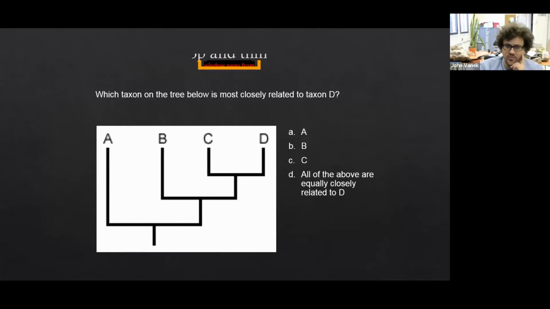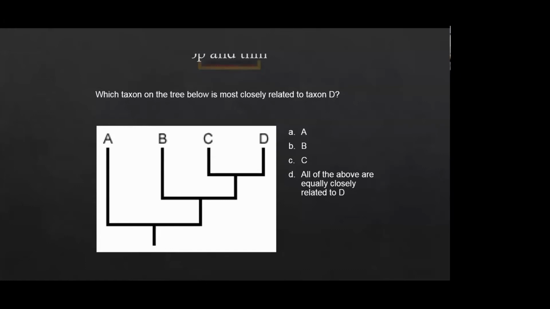Okay, so we're not going to do a breakout group for this one, but let's just stop and think on our own. So which taxon, the taxa are these letters, right? These tips. Which taxon on the tree below is most closely related to D, which is this one? Is it A, B, C, or all of the above are equally closely related to D? So just think for yourself for a couple seconds, and then maybe I'll call on one of you randomly. And this is just something we're gonna work through. So if you get the answer wrong, that's perfectly fine, but we'll work through it together.